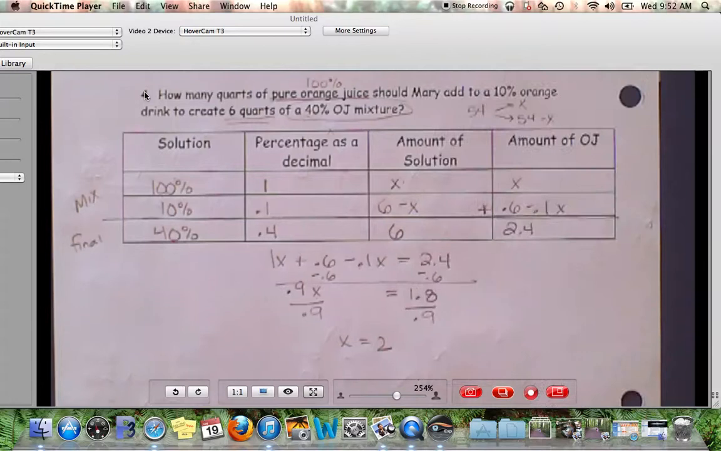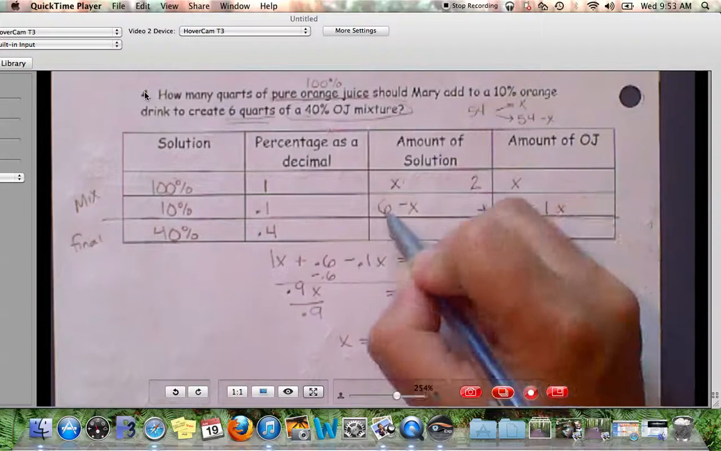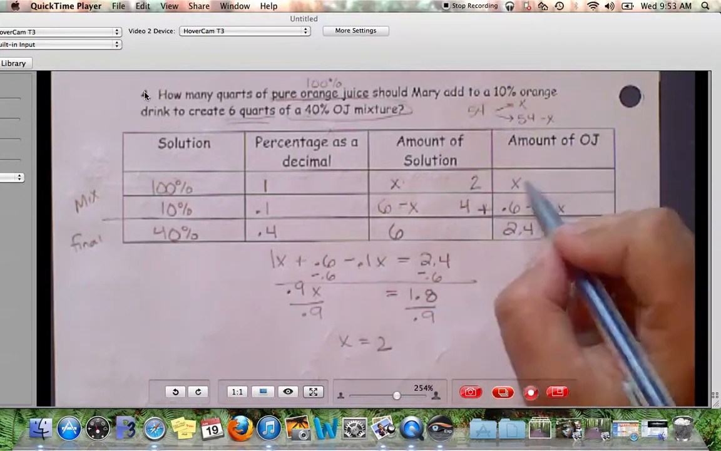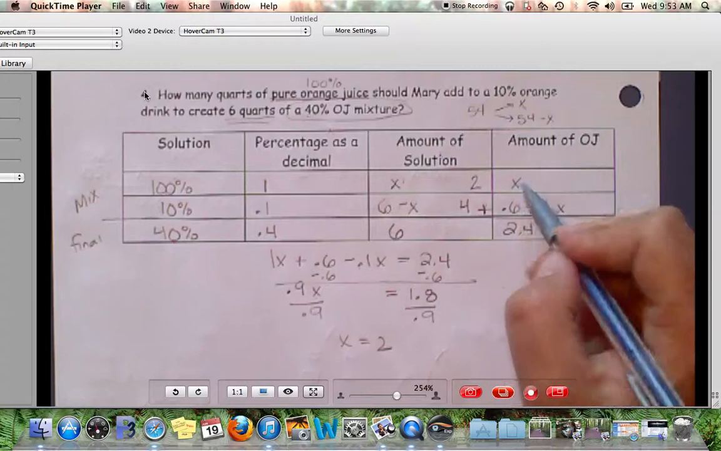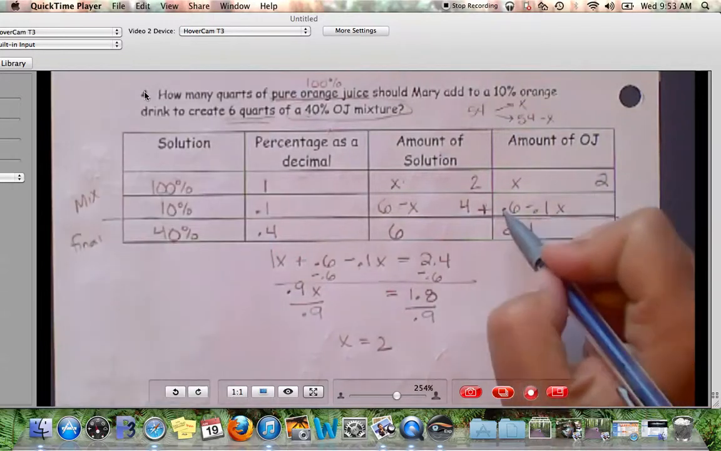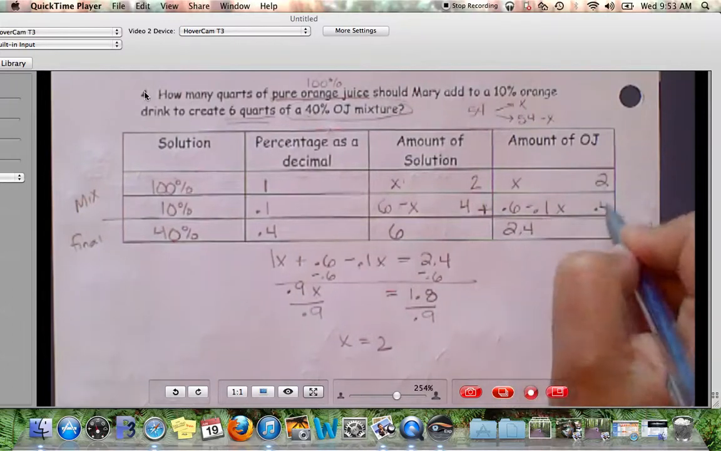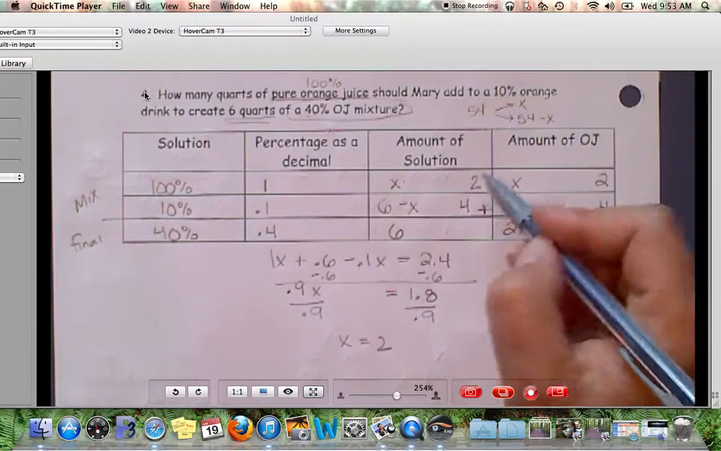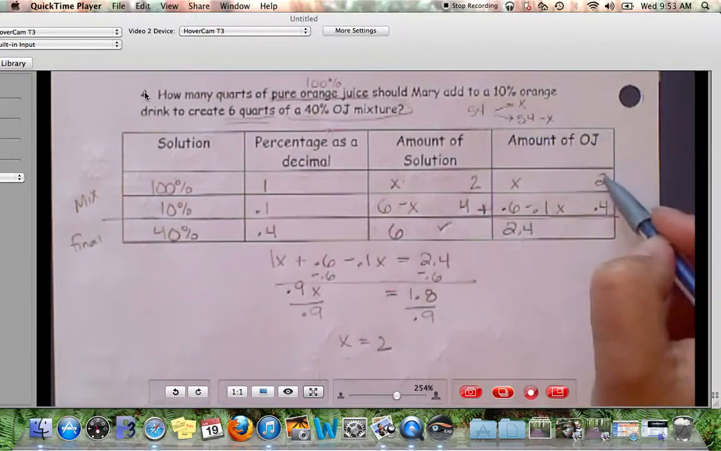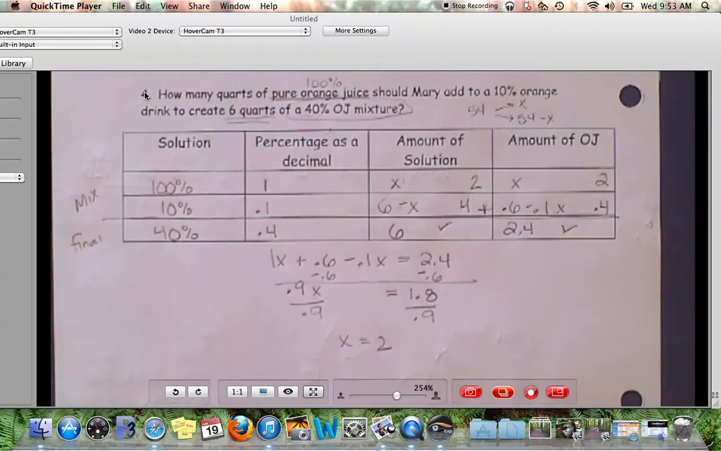That's a nice pretty number, so let's go plug that back in and see what happens. X is 2. 6 minus 2 would be 4. Here we've got 1x, which would be 2. Then this would be 0.6 minus 0.2, which would be 0.4. Now, when we add the 2 plus 4 together, it does give us 6, so that checks out there. And 2 plus 0.4 does give us 2.4. So both spots check out.